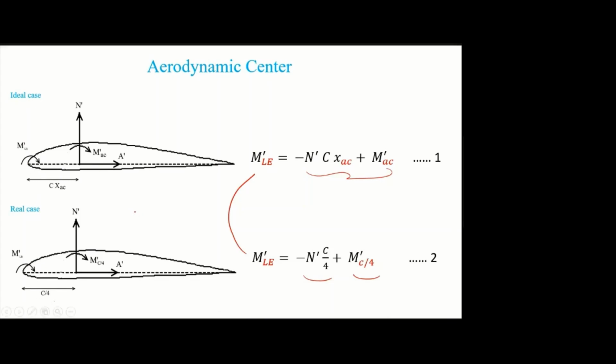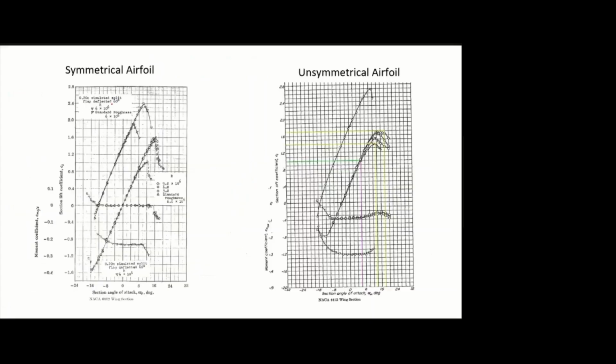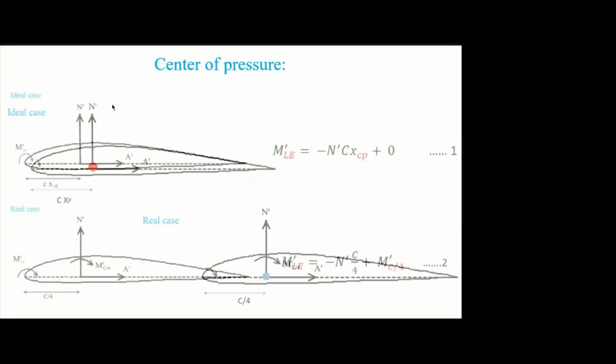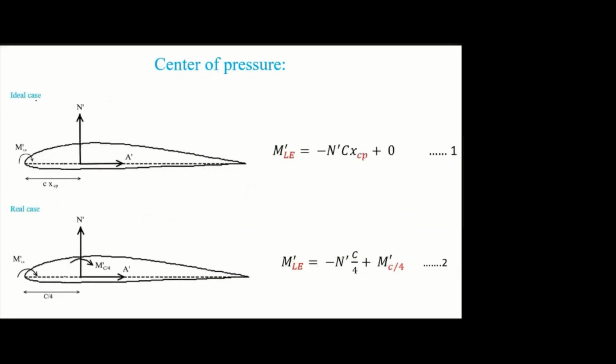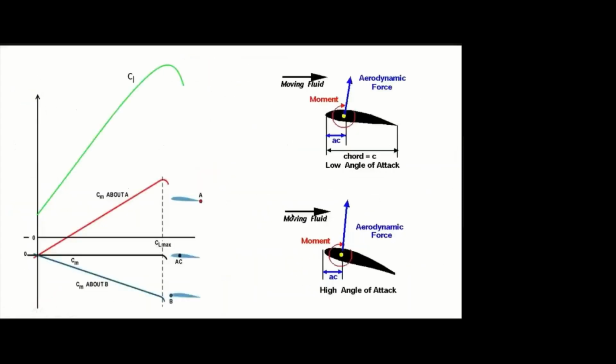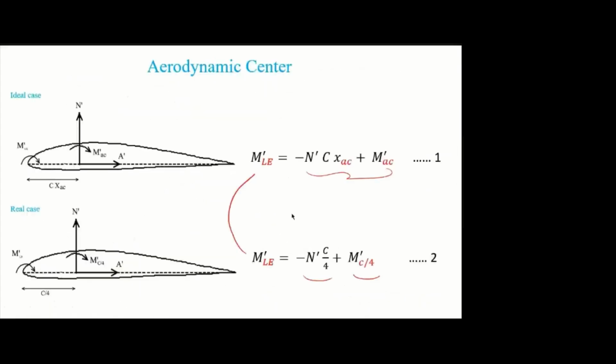It is almost similar to the center of pressure ideal case and real case. There also we took the ideal case where we placed it at the center of pressure. Then in the real case we took the quarter chord point. Then we compared the moment. In a similar way, here also we are taking the ideal case at the aerodynamic center and the real case at the quarter chord point. Any doubt in this slide?